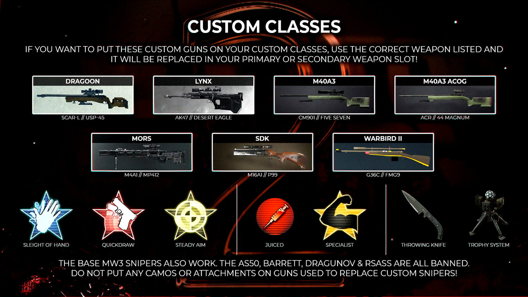Also, one last thing quickly before I end the video. If you'll have a look on the screen here, these are all the new guns added into me and Roy's server. Now, all you gotta do if you wanna use them on your custom classes is create your custom classes with all the things you see on the screen. And for the custom guns, as well as the base MW3 snipers, you just use the guns that are listed underneath the pictures, as they'll just get replaced by the custom guns. And you can do this in your primary or secondary slot.